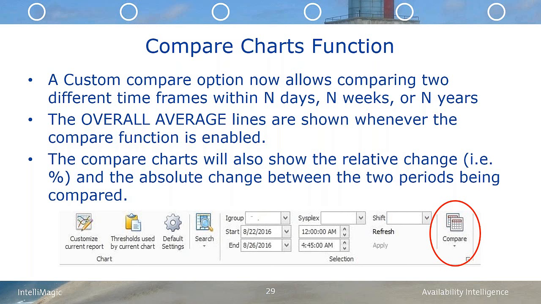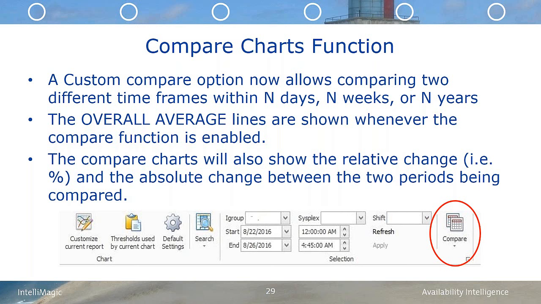Because in many cases, I don't want to look at necessarily a day because things change day to day, but week-wise, every Wednesday typically is fairly similar. I might say I want to look at this week from last Wednesday to see how it happens. And when we do that compare chart, we're going to see an example. We will see an overall average on there, and we'll also see the calculated relative changes as well as absolute changes between the two periods.